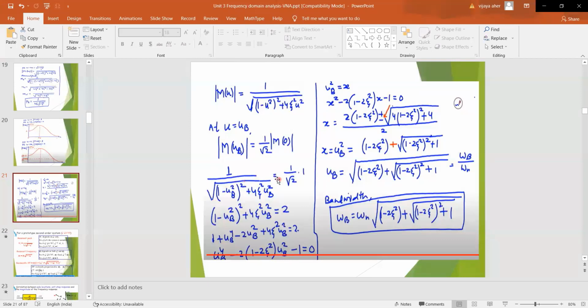1 divided by under root of, same equation, just write 1 instead of ub. So 1 minus ub square bracket complete square plus 4 zeta square into ub square is equal to 1 divided by root 2 as it is. This M of 0 is equal to 1. When u is equal to 0, magnitude of M at u is equal to 0 is equal to 1. So I have written over here 1 instead of this. Now simplify. You will get this equation.